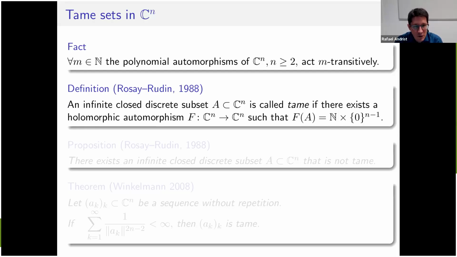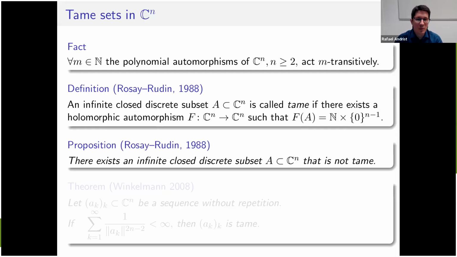And they call an infinite closed discrete subset tame if it can be mapped to the natural numbers that lie, say, on the first coordinate axis. And of course, this definition of tame only makes sense if not every set is tame. So they came up with a limit process, but in the sense of analysis, it's a constructive way to show that there exists such a set which is not tame. And on the other hand, they also gave several criteria for when a set is tame.